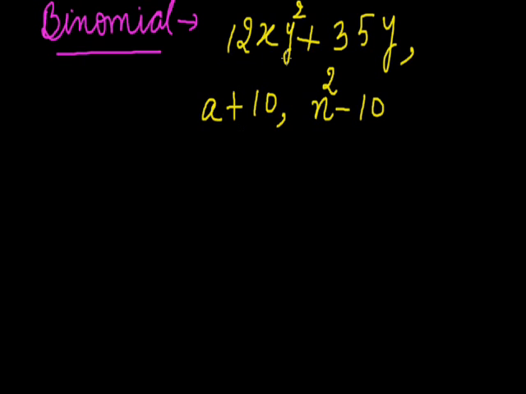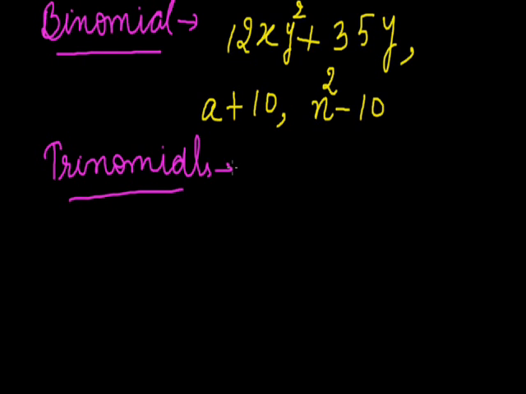In all the examples, the literals or the variables are different. In the first case, variables are x and y. In the second, variable is a, and in the last, variable is n. That means an algebraic expression can have any variable in it. Now, what is a trinomial? The word tri denotes 3. That means if there are 3 terms, it is a trinomial.